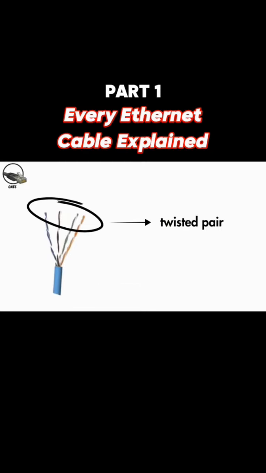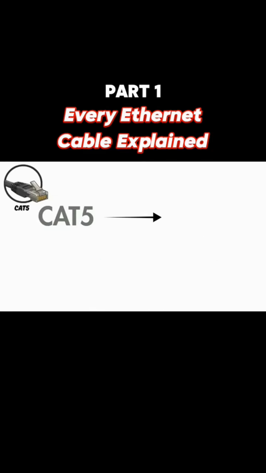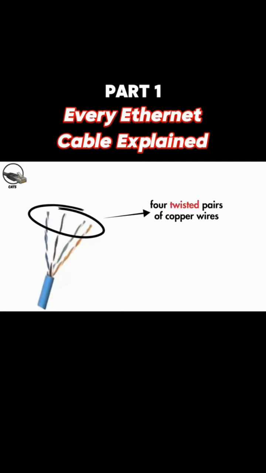Category 5, or Cat5, is an older type of twisted pair Ethernet cable that was once popular in home and office networks. It supports network speeds up to 100 megabits at 100 megahertz, which was considered fast at the time. Cat5 uses 4 twisted pairs of copper wires to help reduce interference and usually ends with the common RJ45 connector.